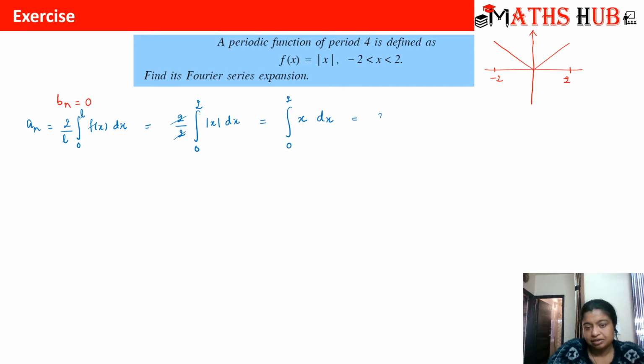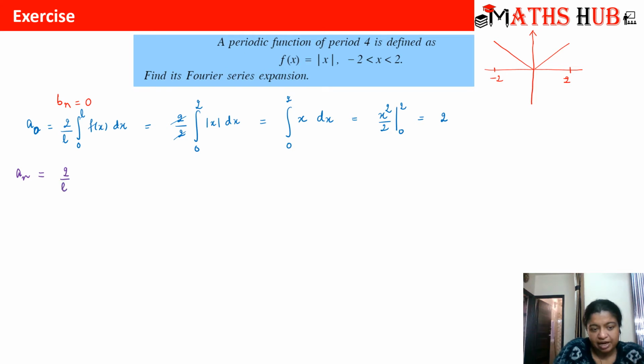Now integration of x, I think you can do it. It's x squared by 2, from 0 to 2. When I replace the upper and the lower limit, I'll get 4 by 2, that is 2, right? Now let us calculate the next coefficient, that is an. Sorry, this was a0. By mistake, I wrote an here. This is a0. And the second coefficient that we need to calculate is an.